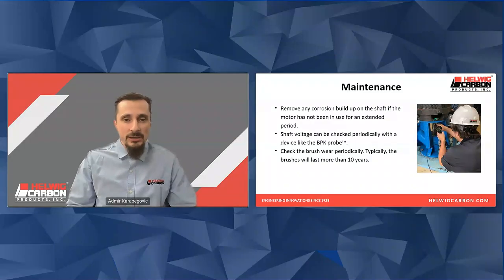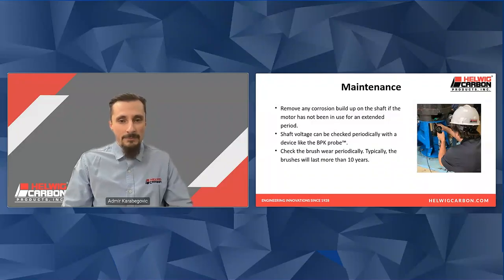Shaft voltage should be checked periodically with a device like our BPK probe. What I tell customers is to check your PWMs twice a year and check the brush wear periodically. Typically, the brushes will last more than 10 years. In very rough applications where there is a lot of contamination, a lot of volatiles in the atmosphere that can attack metals, we see maybe 3 to 4 years of life, but we can certainly do things to mitigate that with our product.